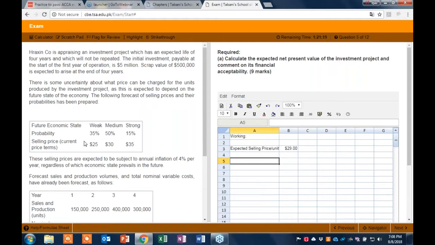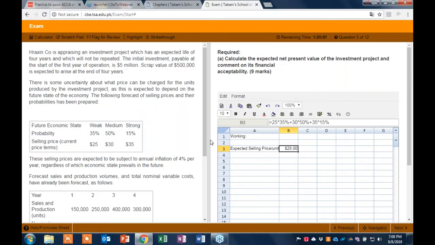So instead of using either of these three prices, or all of these three prices, and coming up with three different net present values, we have to calculate a single net present value, which we can call the expected net present value. The expected net present value means the average net present value that we expect in the future. So we have to average out all variables in which we expect variations.